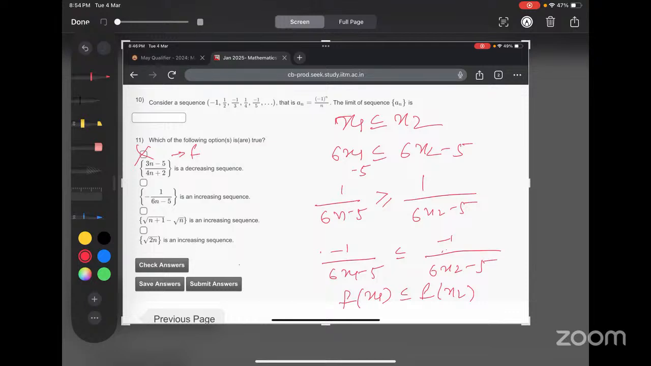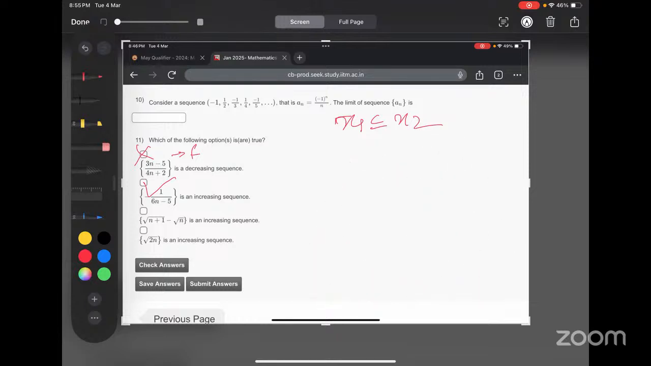The answer should be correct, right? This is increasing. So is it correct? I'll just check in the portal. Yeah, just check. Portal, it is an increasing sequence. Right? So we know how to solve it. What about the third one?